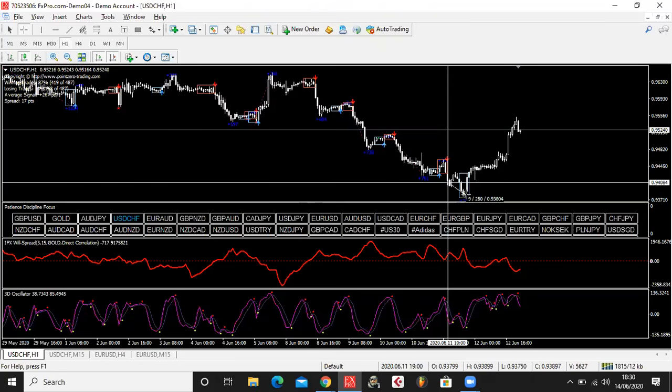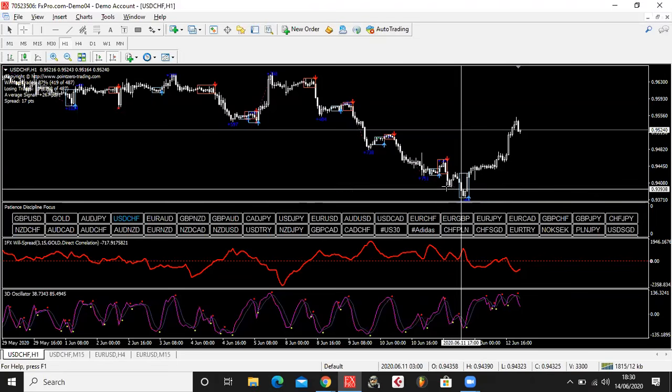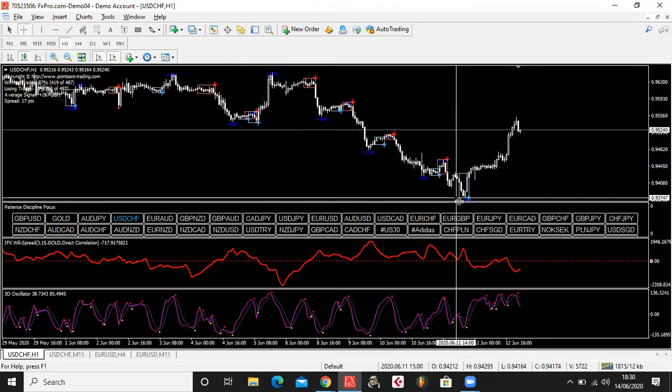But at this point, you should be locked in profit anyway. Once you're this deep in profit, I suggest that by the time you're 20 pips in profit, lock yourself in profit. 10 to 20 pips maximum, lock yourself in. And that's why you have this second EA tool that does that for you.